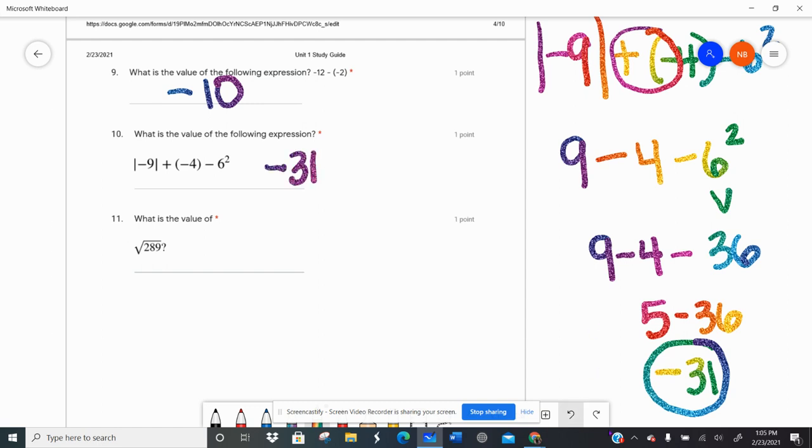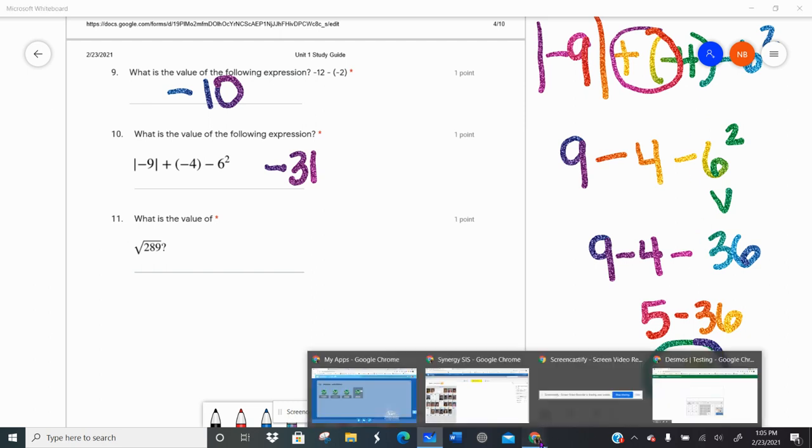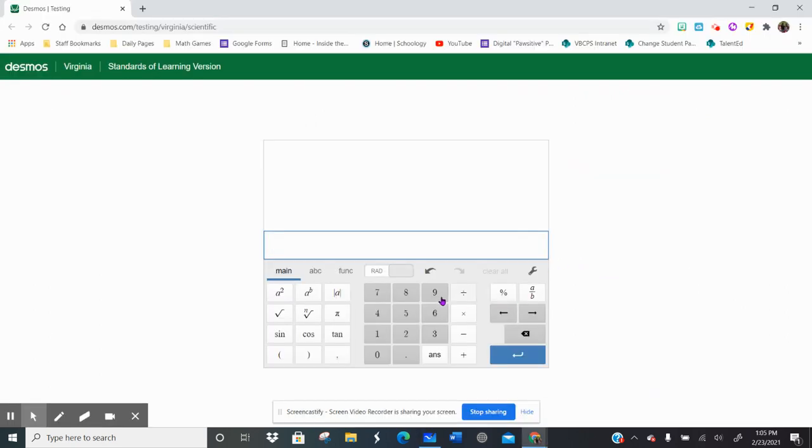Now, maybe, just maybe, you're like, Ms. Berger, what are you talking about right now? I don't want to do any of that in my head. Well, let's take up our Desmos calculator and let's check to make sure we got the right answer.